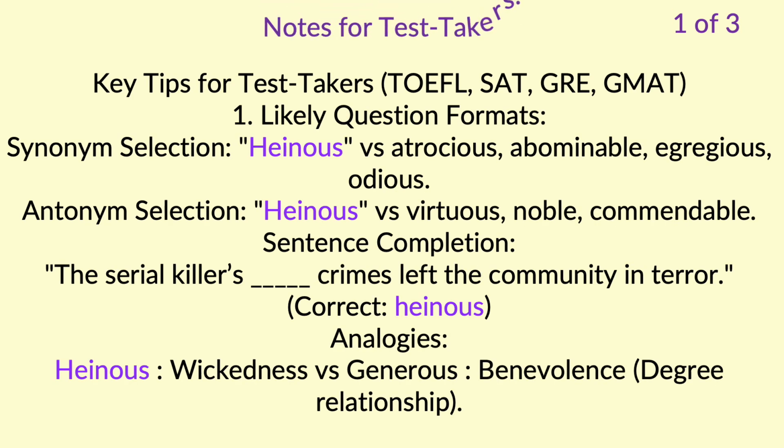Key tips for test takers: TOEFL, SAT, GRE, and GMAT. 1. Likely question formats. Synonym selection: heinous versus atrocious, abominable, egregious, odious. Antonym selection: heinous versus virtuous, noble, commendable.